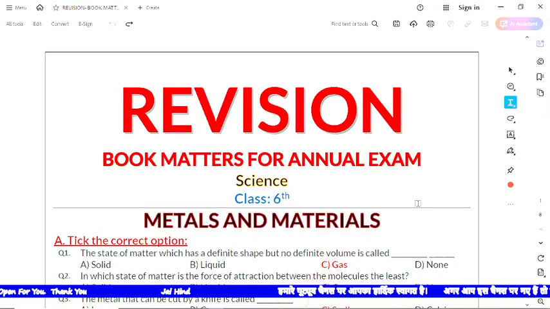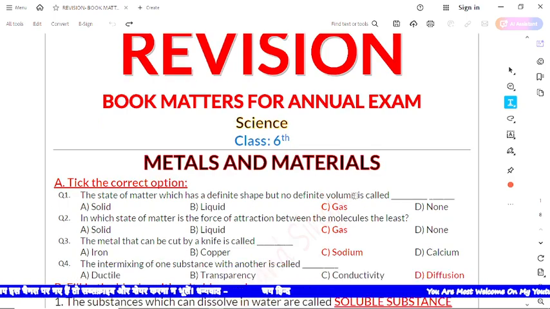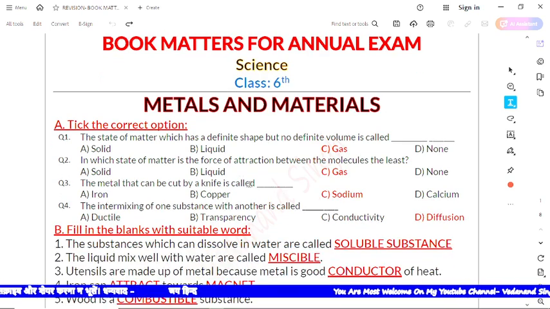Today in this video, I'm going to do the revision of all the book matters for the annual exam Science Class 6. So the first lesson is Matter and Materials. First, we are going to do the tick the correct option. Four options are given here. Among them one is correct, and the correct answer is highlighted with red color.